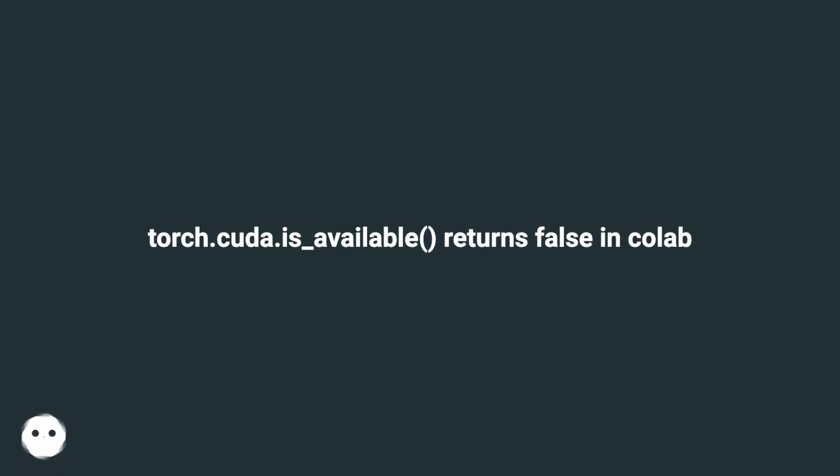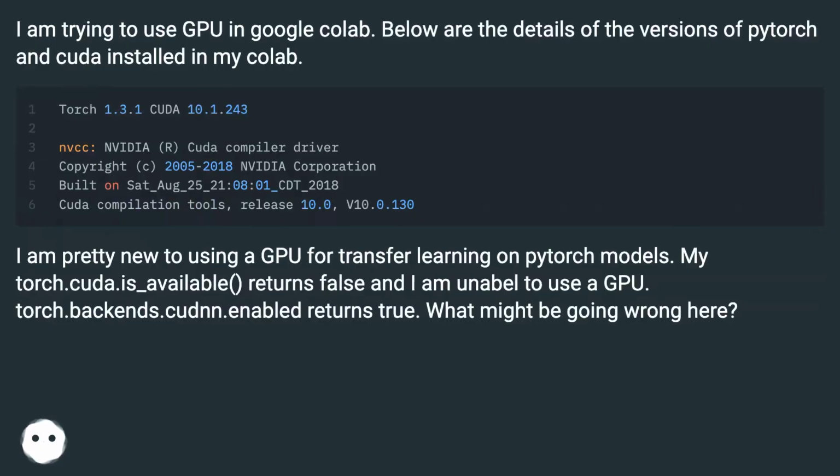torch.cuda.is_available() returns False in Colab. I am trying to use GPU in Google Colab. Below are the details of the versions of PyTorch and CUDA installed in my Colab.